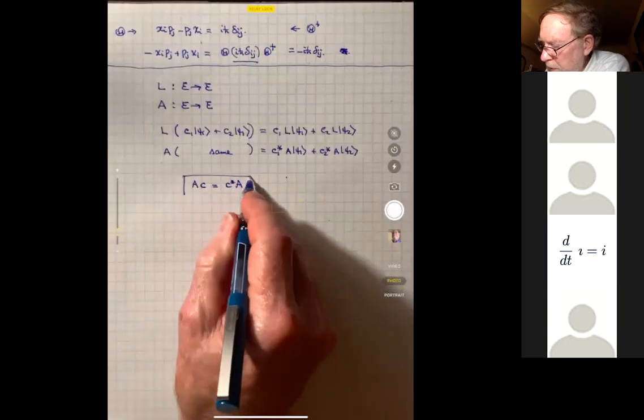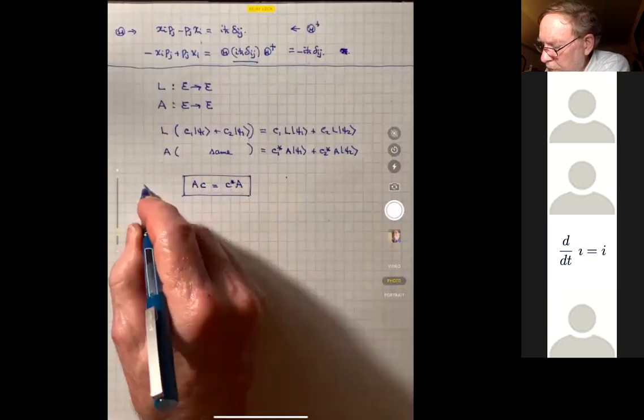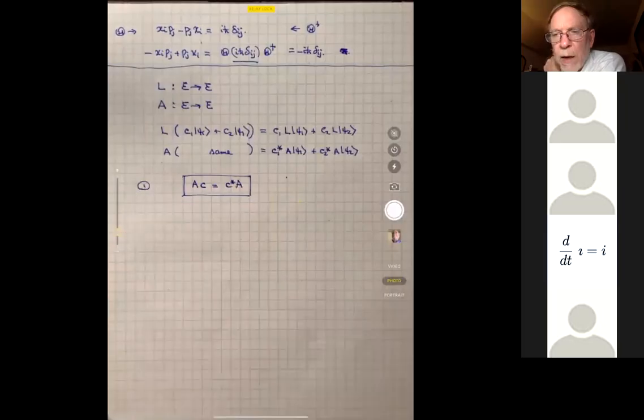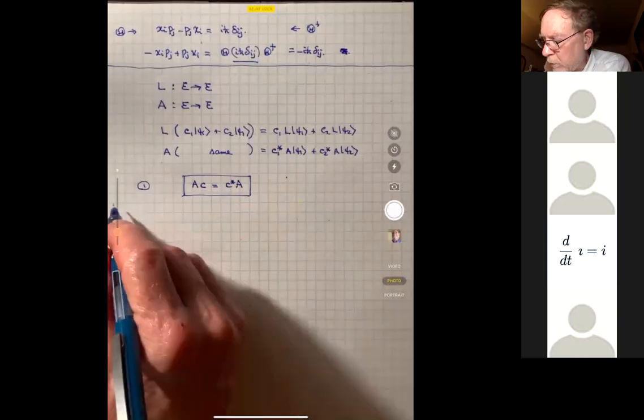And let me box this and label this number 1, because this is the first of some rules by which antilinear operators differ from linear operators. I'm going to make some rules that'll help you to understand how to work with antilinear operators. This is the first one.